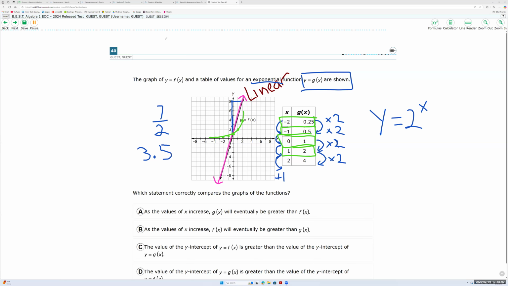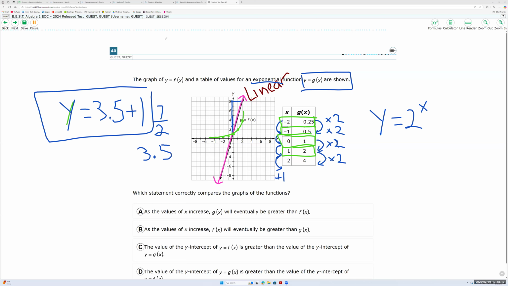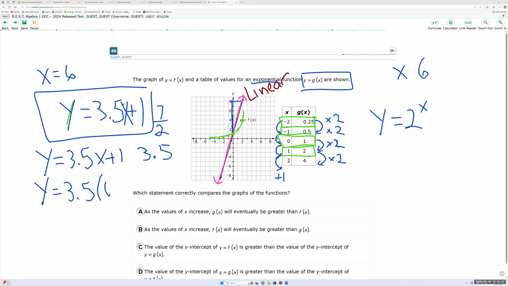The linear equation here is y is equal to 3.5x plus 1. That's my equation. And the equation here is y is equal to 2 to the x. So let's say that x is 6 and that x is 6 here. So y is equal to 3.5x plus 1. Y is equal to 3.5 times 6 plus 1.